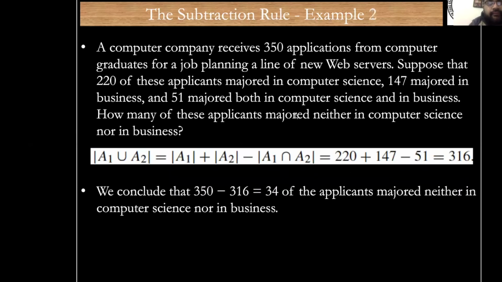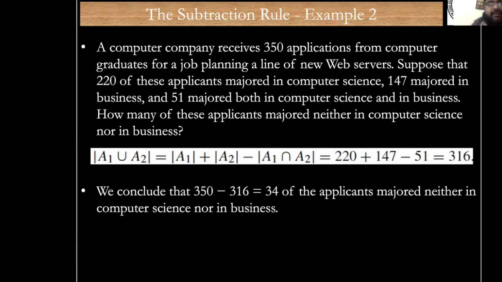Okay, let's talk about another subtraction rule, which says that a computer company receives 350 applications from computer graduates for a job planning a line of new web servers. Suppose that 220 of these applicants majored in computer science, 147 majored in business, and 51 majored both in computer science and in business. How many of these applicants majored neither in computer science nor in business?